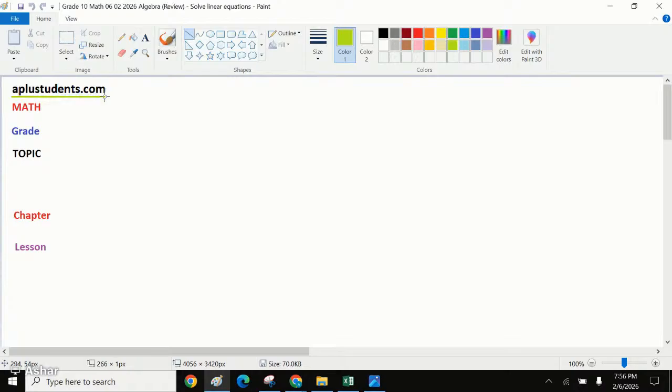The class. First thing you need to do is go to aplusstudents.com. You need to go to the website. Then you need to select math as your subject. This is a grade 10 lesson.